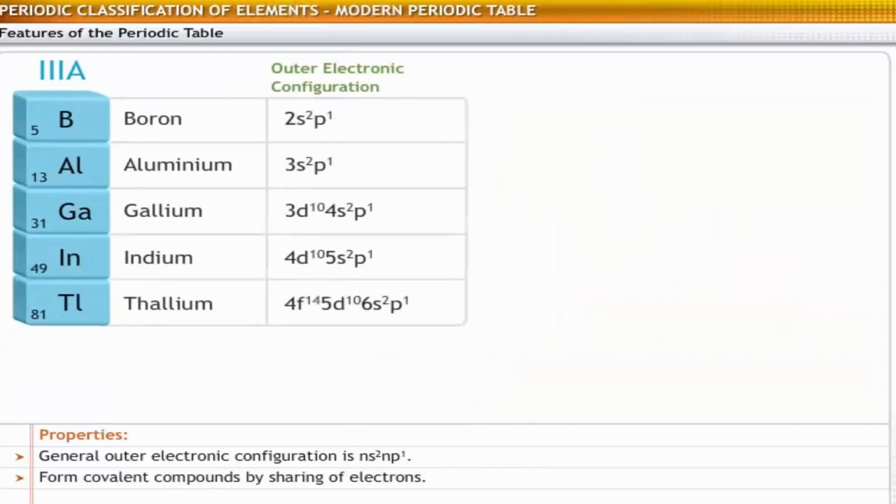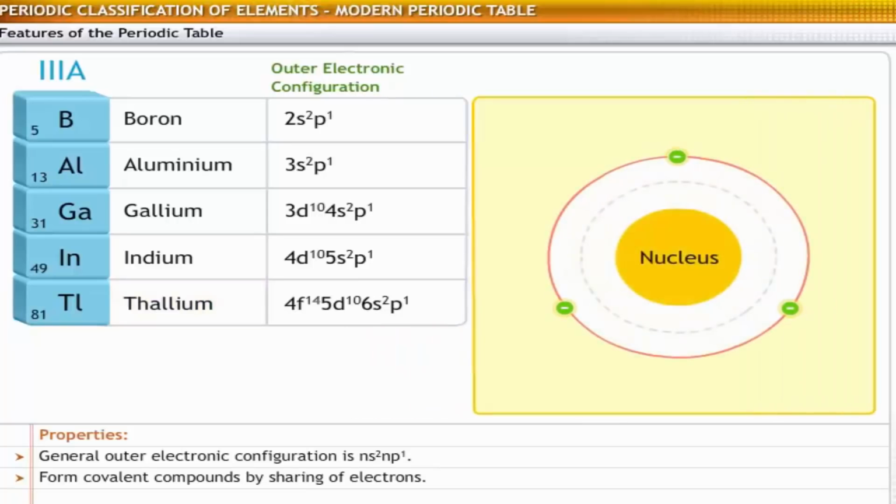The next group is group 3. The elements in this group are boron, aluminium, gallium, indium, and thallium. Group 3 elements have 3 valence electrons. Hence, their general outer electronic configuration of atoms here is ns2np1.